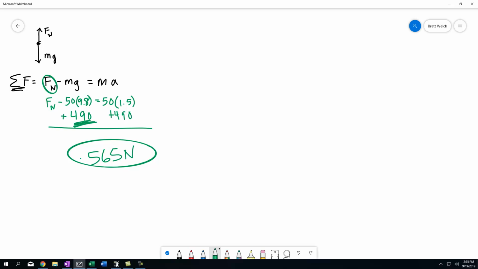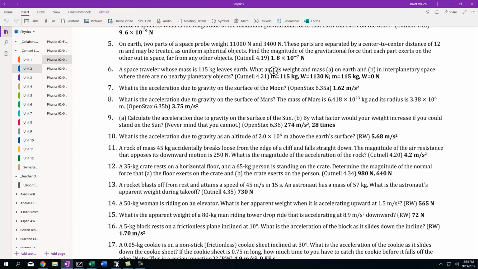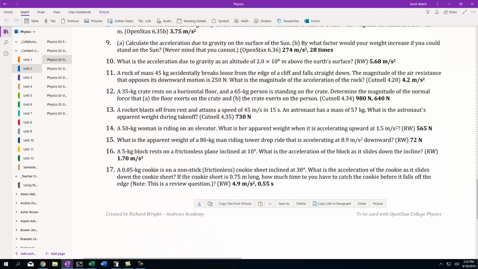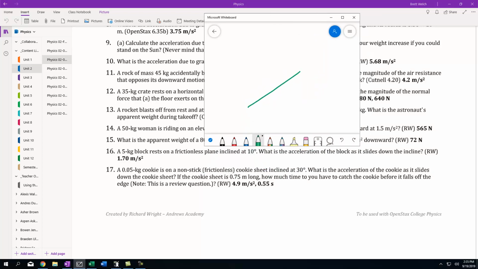All right, let's do one more, and then we'll be good for this assignment. Let's clear it, and we'll start again. On question number, I think we're going to go to 16. Just want to make sure we have an understanding of how to set these up and work with the information that we're given. We have a 5 kilogram block. It's resting on a frictionless plane inclined at 10 degrees.